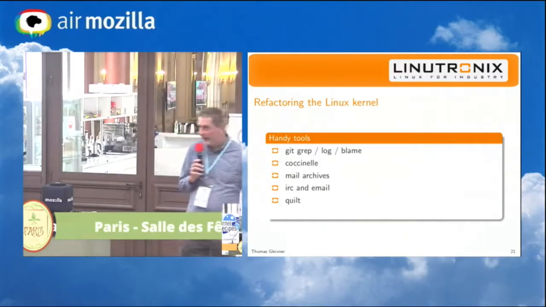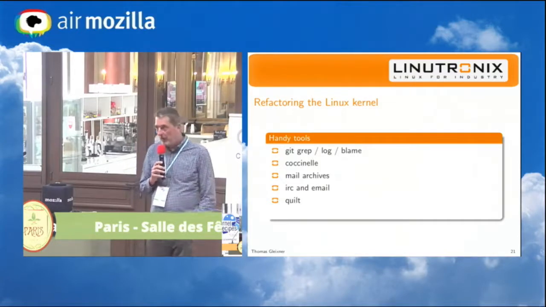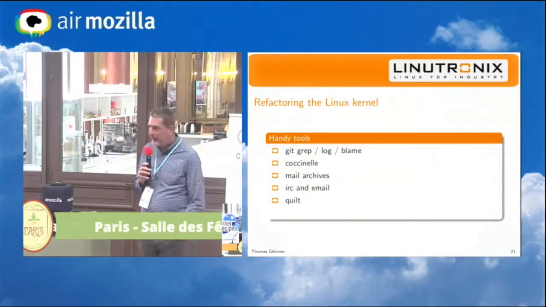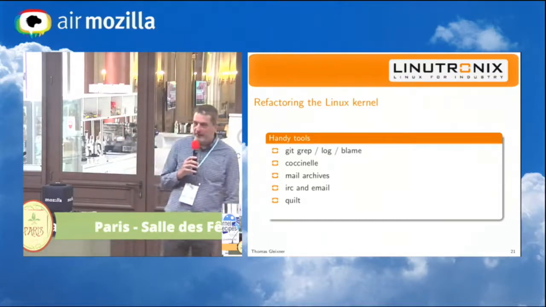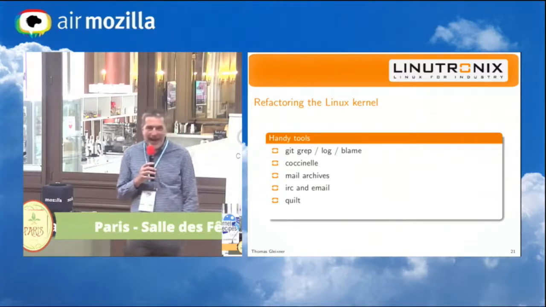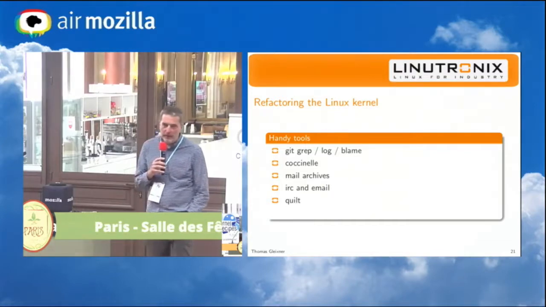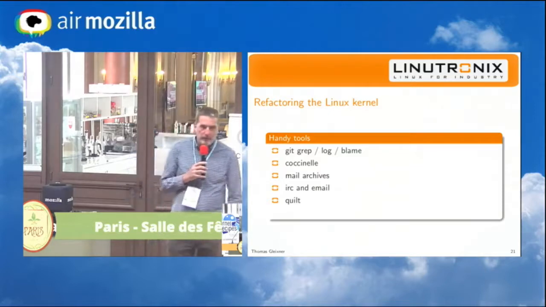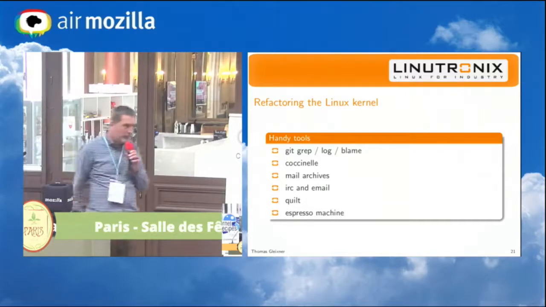Mail archives are useful as far as they exist or are searchable. Some of them are really badly searchable. IRC and email, of course, both have partial defects in ignorance and lag. And one of my favorite tools for big refactoring and keeping big patch queues under control is Quilt. And of course, one of the really important tools is a good espresso machine.